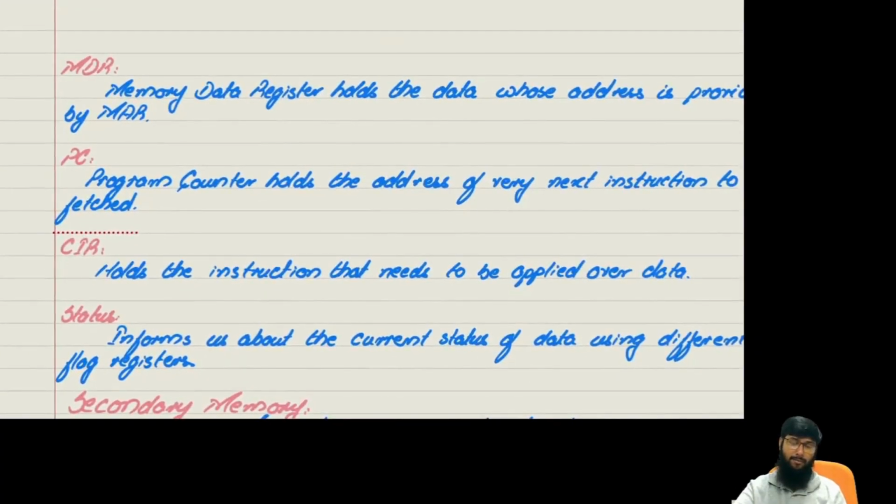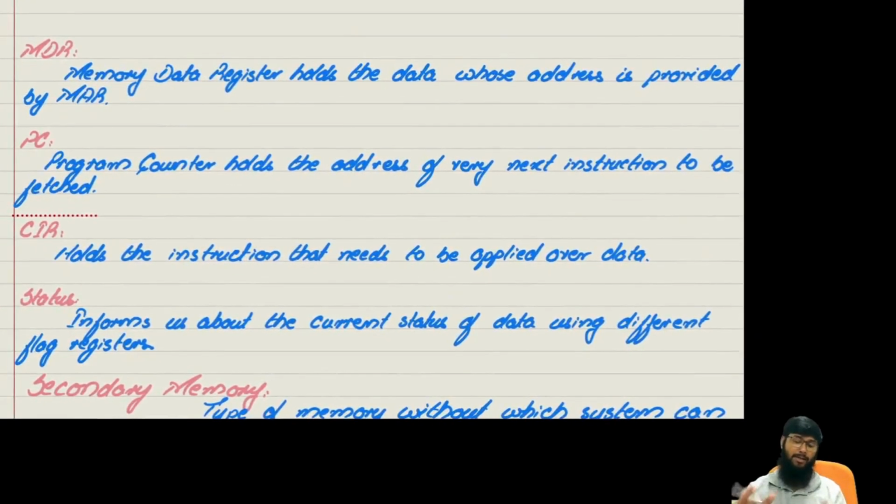Now when it comes to the MDR, the memory data register, sometimes you may see it as the memory buffer register as well. It holds the data whose address is present in MAR. The content of that particular location will be stored into the MDR. That's the memory data register, or sometimes you may call it the memory buffer register as well.